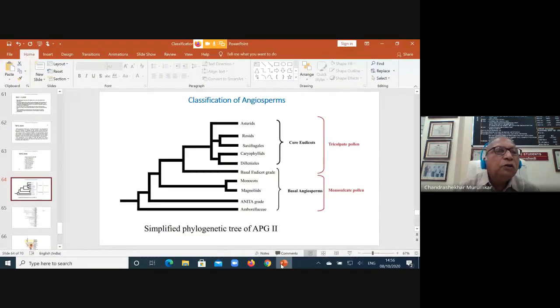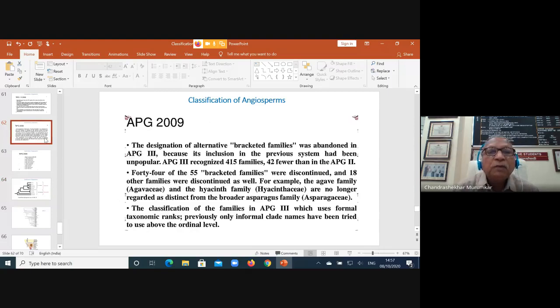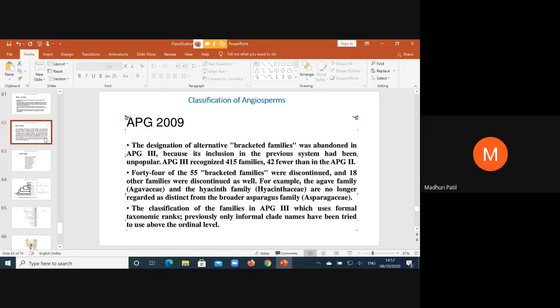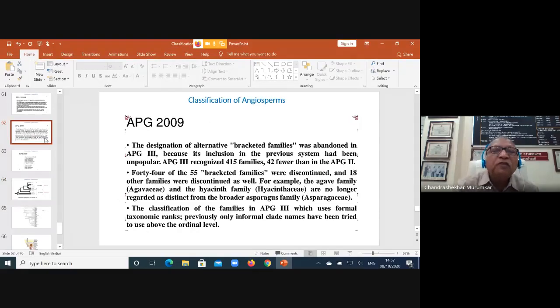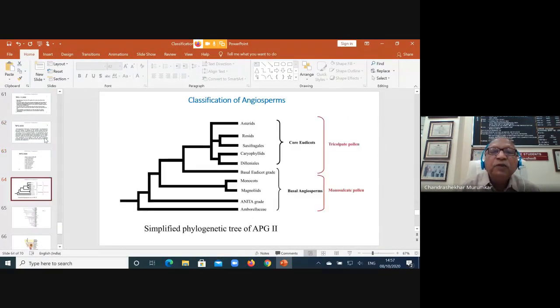Now, we have not left anything. We were up to this level. We are having the 4 and 15 families in the APG 3. Many of the families, the bracketed families or the families placed at an uncertain position, have been removed. Now, this is a simplified form of APG.